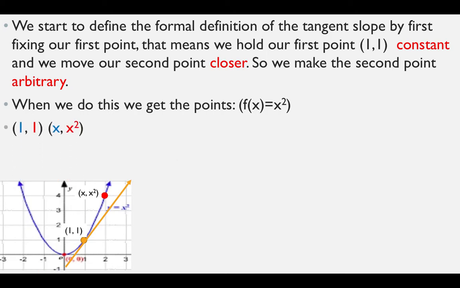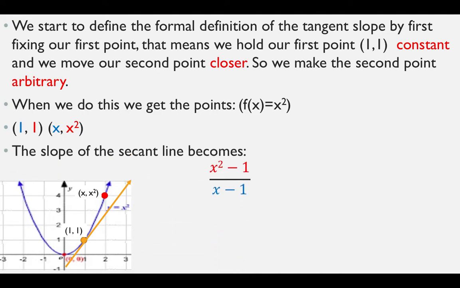Great. So here are the 2 points that I now have. I have 1 comma 1, and then I have the arbitrary second point, x comma x squared. So to find the slope of these 2 points, I do change in y over the change in x. Remember, I color-coded it so you could see what I'm doing here. So it's y2 minus y1 all over x2 minus x1, which is shown right here. So that's the slope formula. Cool. So that's the slope between these 2 points.